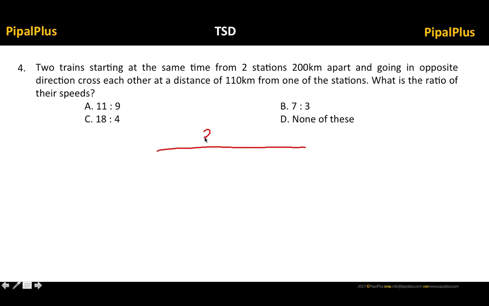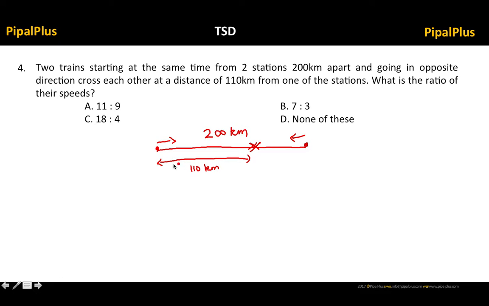Now if, let's say, this 200 kilometer distance is being covered by this train which moves from this end to the other end, and by this train which moves from this end to the other end, and they meet at, let's say, this point, which is 110 kilometers from one of the stations, right? If this is where they cross. Now because both these trains are starting at the same time, that means that the time for this train to reach the meeting point is the same as the time taken by this train to reach this point, right?